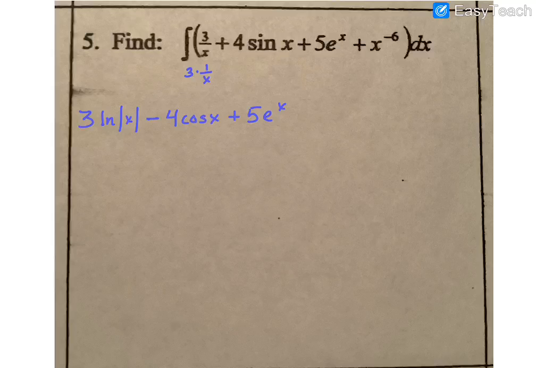And then integral of x to the negative 6. Remember, when we're doing integrals, we add 1 to the power and divide by the new power. So when we add 1 to the power of negative 6, it becomes negative 5. So we're going to divide this by negative 5, and it's going to be negative 1/5 x to the negative 5th.